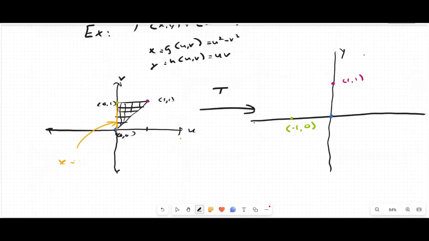X will be equal to 0 squared minus V squared, and Y will be equal to 0. So that actually does move. So that's the same as negative V squared, comma 0. V squared is going from, well, V goes from 0 to 1, V squared goes from 0 to 1. So I do see this edge here.